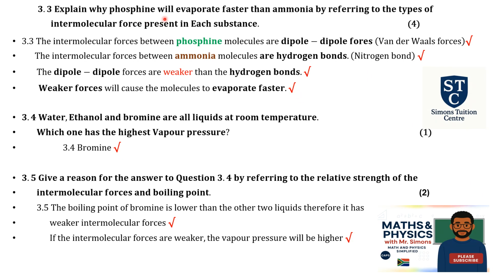Explain why phosphine will evaporate faster than ammonia. So for phosphine to evaporate faster means it has weaker intermolecular forces than ammonia. So the intermolecular forces between phosphine molecules are called dipole-dipole forces or van der Waals forces. Intermolecular forces between ammonia molecules are hydrogen bonds. Alright, so there's a nitrogen bond in ammonia, so therefore there are hydrogen bonds. So hydrogen bonds are stronger than dipole-dipole forces. So we can say the dipole-dipole forces are weaker than the hydrogen bonds.